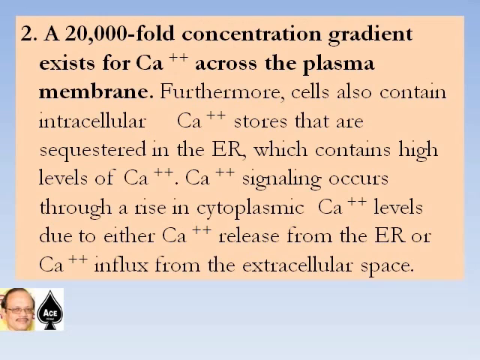A 20,000-fold concentration gradient exists for calcium across the plasma membrane. Furthermore, cells also contain intracellular calcium stores that are sequestrated in the endoplasmic reticulum, which contains a high level of calcium. Calcium signaling occurs through a rise in cytoplasmic calcium level due to either calcium release from the endoplasmic reticulum or calcium influx from the extracellular space.